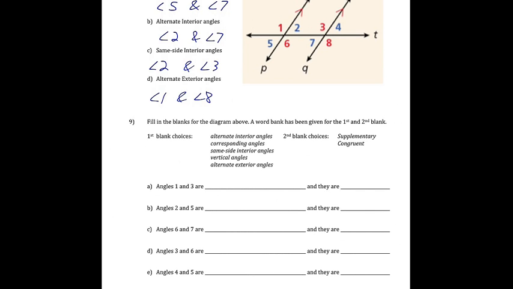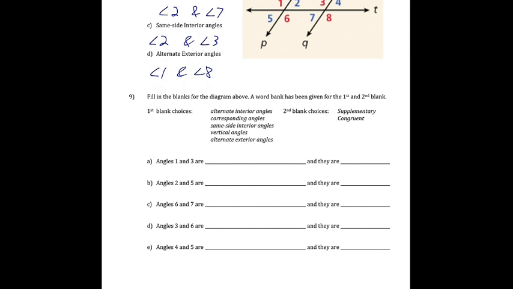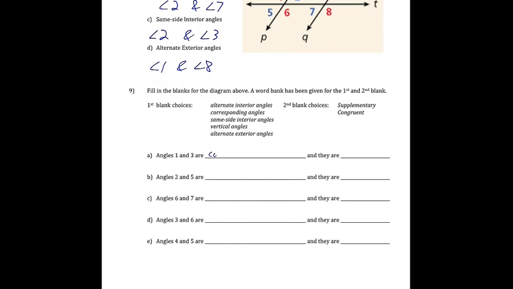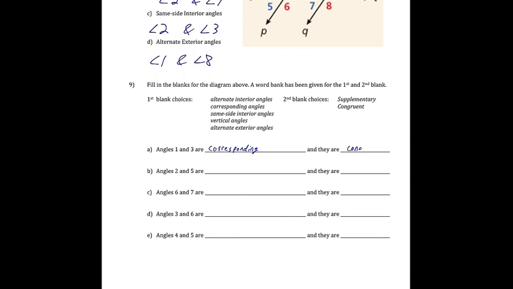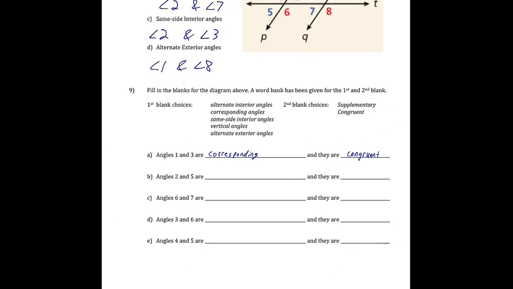Okay, so for this one, we want to identify what kind of angles they are. So the first one says angles 1 and 3. And from before, we learned that those are corresponding angles. So I'm going to come down here. I'm going to write corresponding. And corresponding angles are congruent. Okay, corresponding, congruent. That's how we're going to remember that.